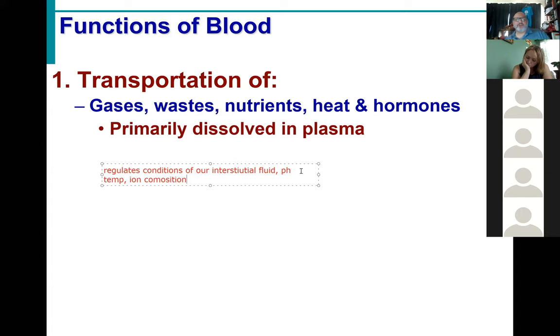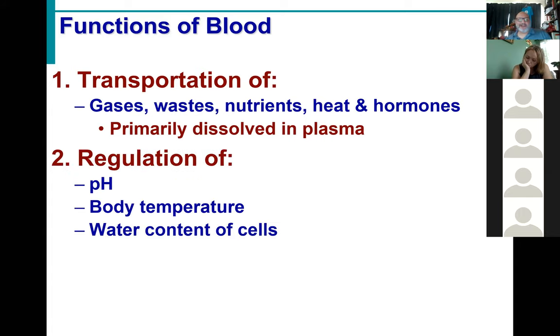Exactly, things along those lines. So it plays an important role in the regulation of things like body temperature, dilating and constricting blood vessels, which brings that heat towards the core of the body. Water comes to the cells and everything else.